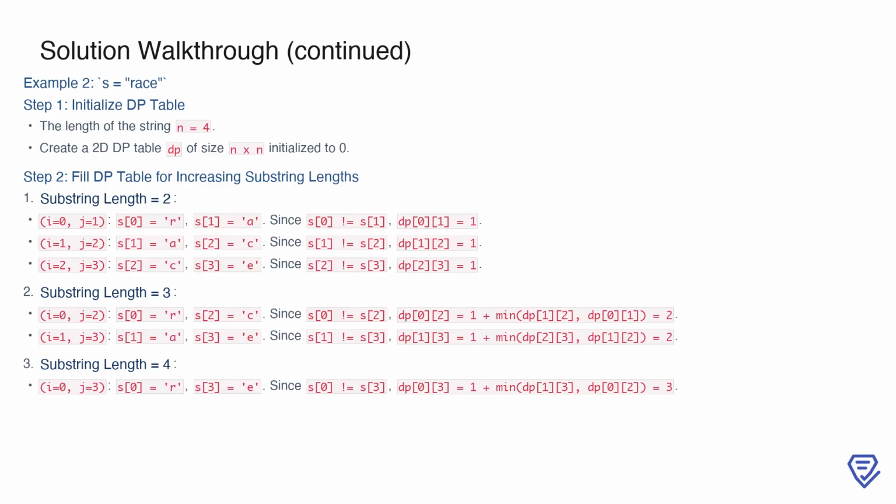Here, dp0,2 equals 1 plus min(dp1,2, dp0,1), which equals 2. Similarly, for dp1,3, the characters s1 equals and s3 equals e are also unequal, so dp1,3 equals 2. Lastly, for the full string of length 4, since s0 equals and s3 equals e do not match, we calculate dp0,3 equals 1 plus min(dp1,3, dp0,2), which equals 3. This tells us that 3 insertions are needed to make s equals race a palindrome.